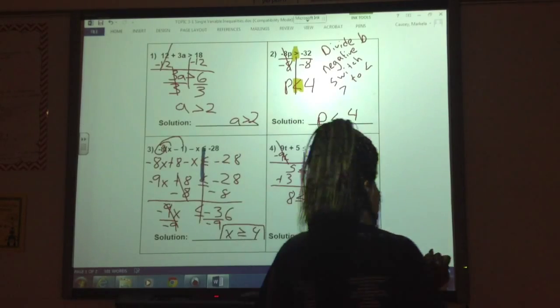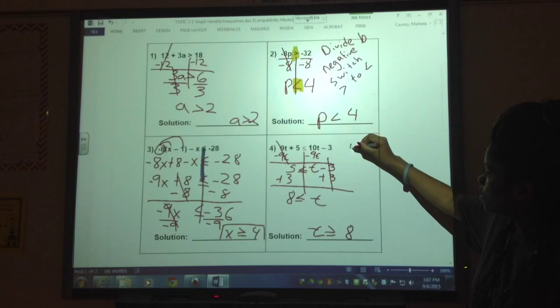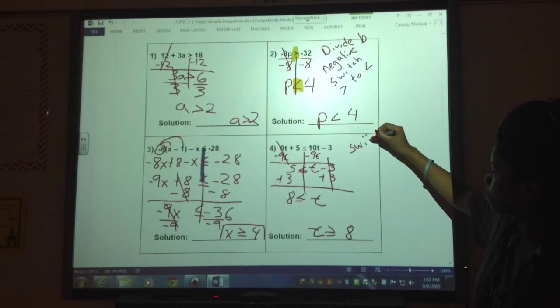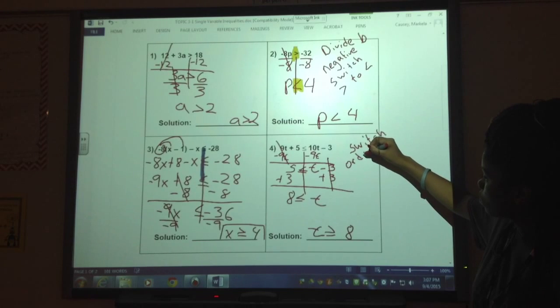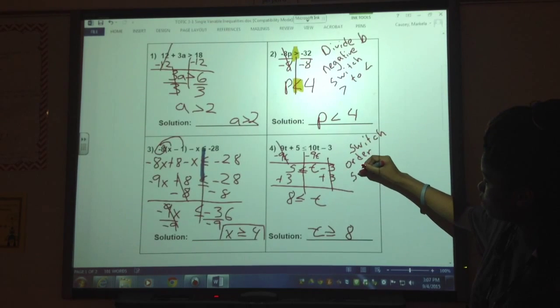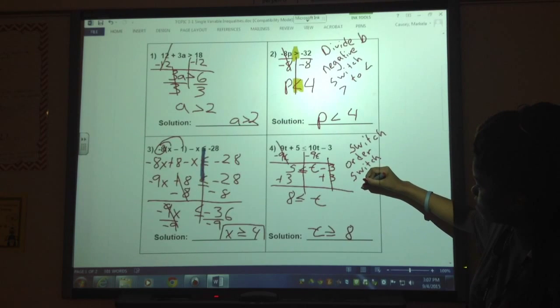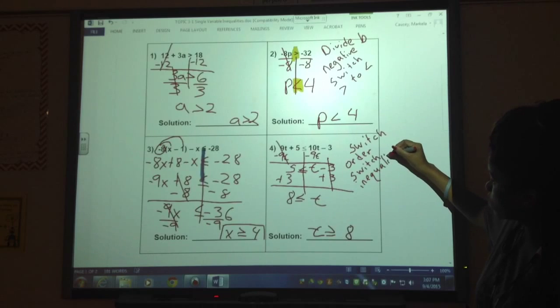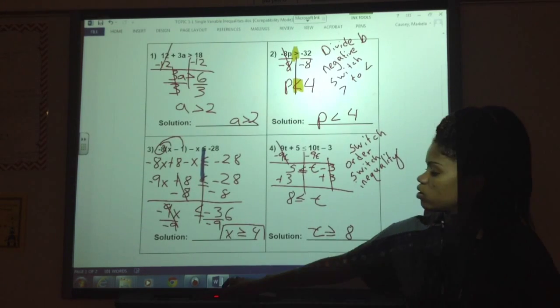So that's another rule that we have to write. When you switch the order, you have to switch the inequality. Okay, that's our notes for today.